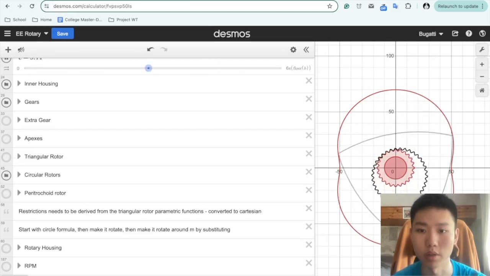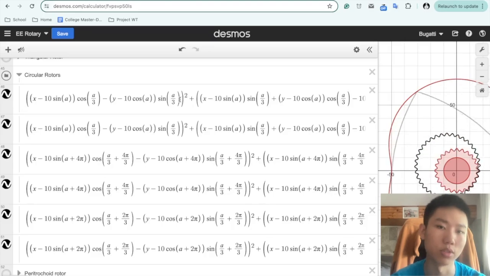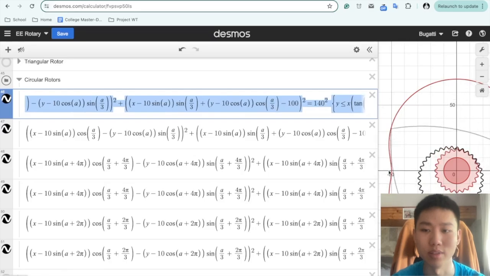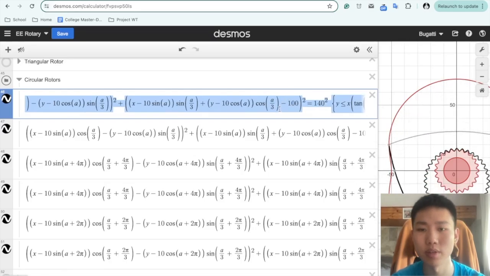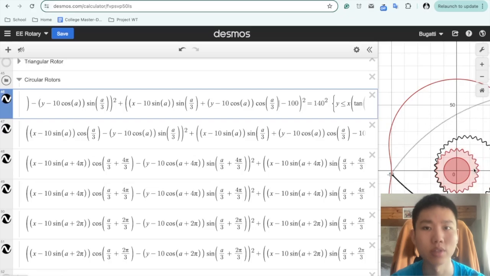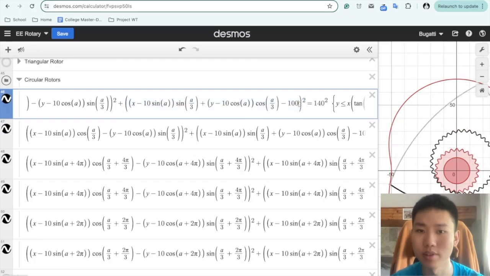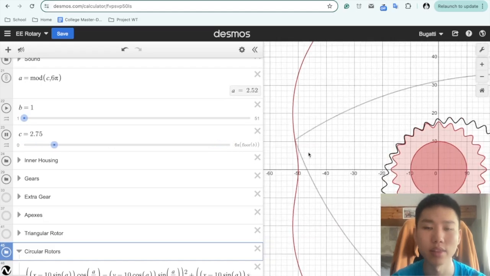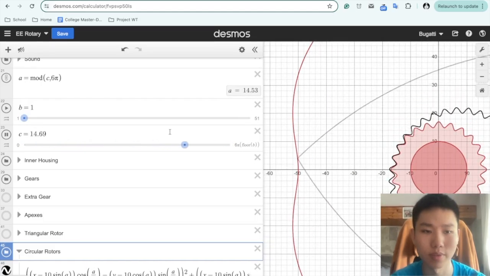A rotor with circular arcs. To make this, I just used regular circle equations and made it move about around the center. And what's interesting about this is that it's not actually rotating around a certain axis, because the axis is always changing. So the equations I had to put in were actually quite interesting, and I'll put the link down in the description so you can have a look if you're interested. And obviously this does a much better job at filling the space than the regular equilateral triangles.